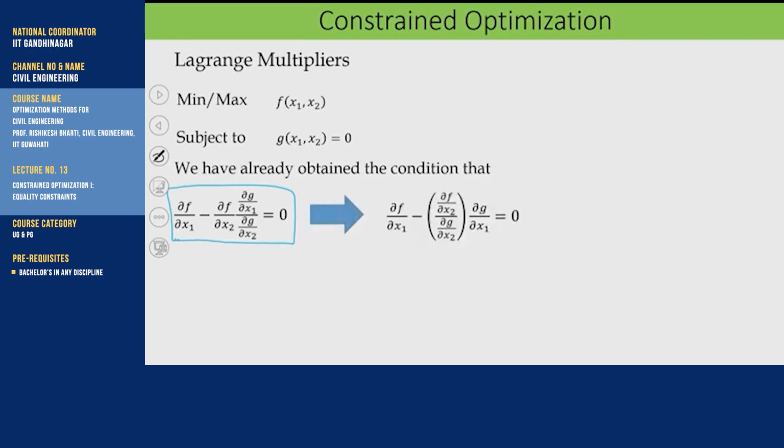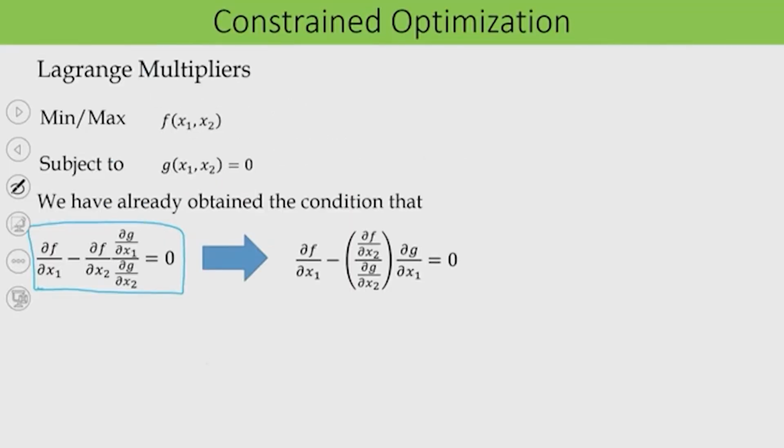Now, I can rearrange these terms and write del f by del x1 minus del f by del x2 divided by del g by del x2 into del g by del x1 equal to 0. Okay, now putting in lambda. Lambda is known as the Lagrange multiplier. We will discuss the significance of lambda later on, but I put lambda equal to minus del f by del x2 divided by del g by del x2.